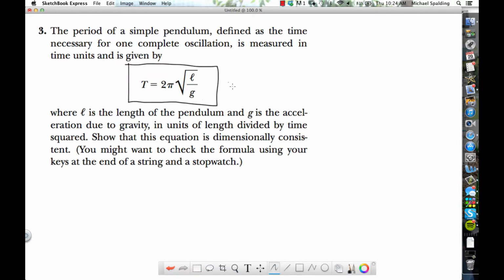T equals 2 pi square root L over g. Capital T is the symbol for period, and this is a real equation. I'm just going to spoil the ending for you. This equation is dimensionally correct because it is a real equation. When you take the AP test in May, you're going to have this equation in your brain. It's the equation for calculating the period of a pendulum.